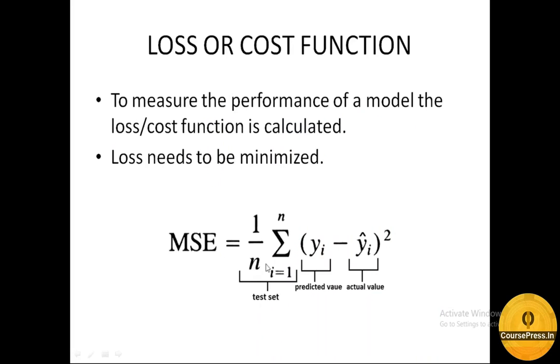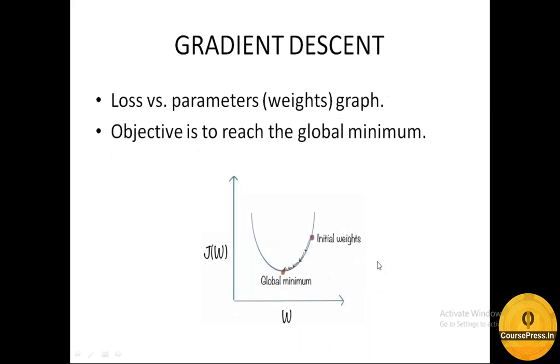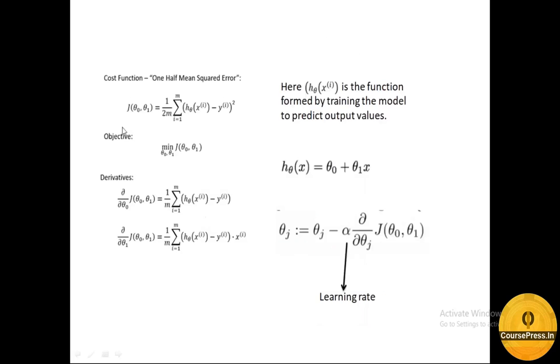So this is the number of test samples. This is known as mean square error or loss or cost function. This equation needs to be minimized. Now, as we've studied in maths, to minimize some equation, we find its first differentiation and equate it to 0. That's exactly what we do here.